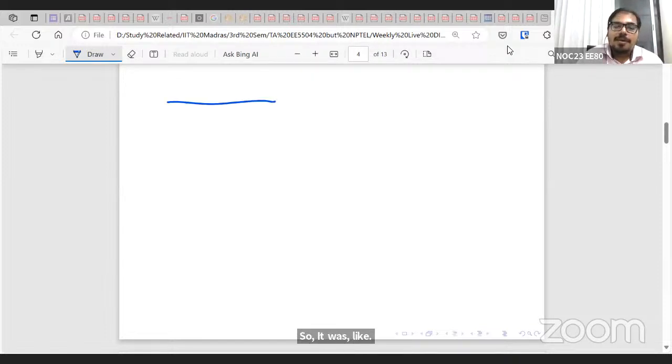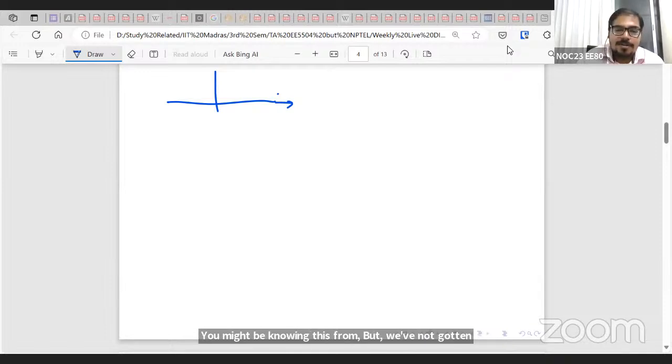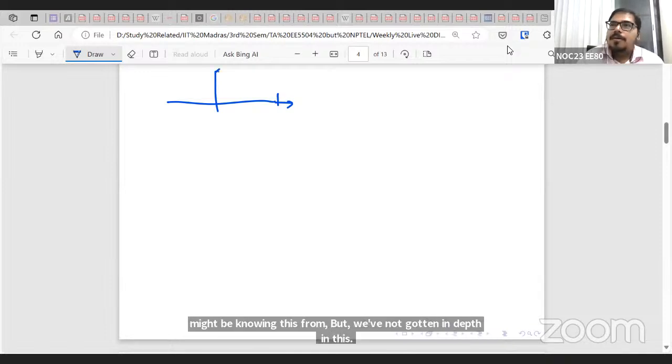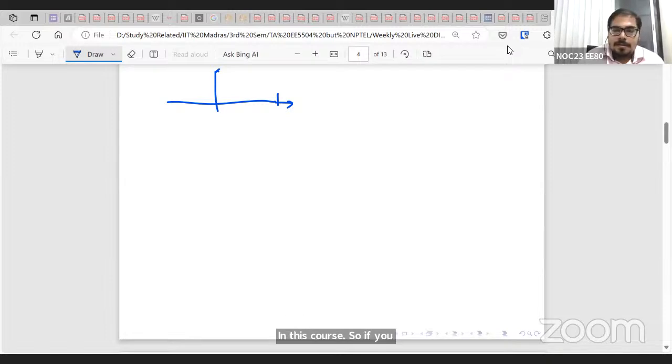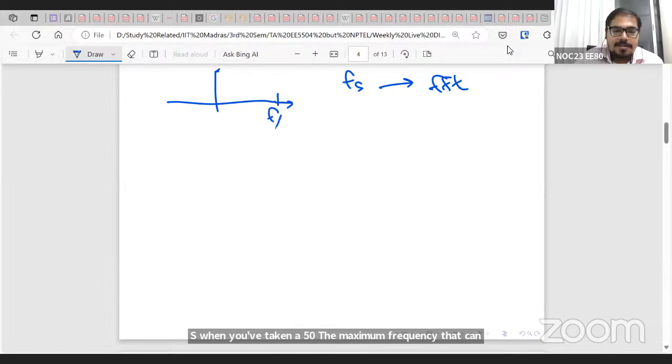You might know this from a course in DSP, but we have not gone in depth in this course. So if you have a signal and sampling rate fs, when you take an FFT, the maximum frequency that can be represented is fs by 2 here, and on the negative side also minus fs by 2.